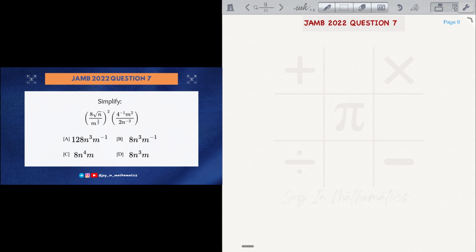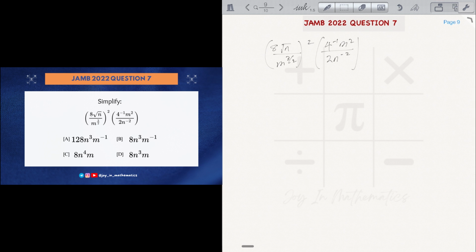JAMB 2022 question 7. Now this is a question on indices where we're given 8 root n divided by m raised to the power 3 over 2 all squared being multiplied by 4 raised to the power minus 1 m raised to the power 2 divided by 2 n raised to the power minus 2.